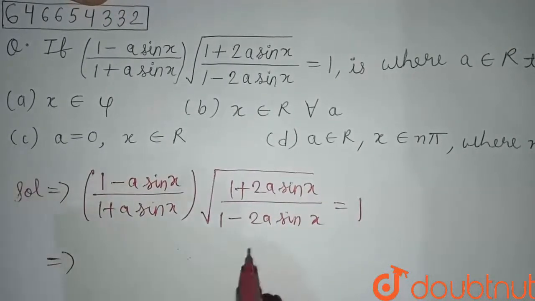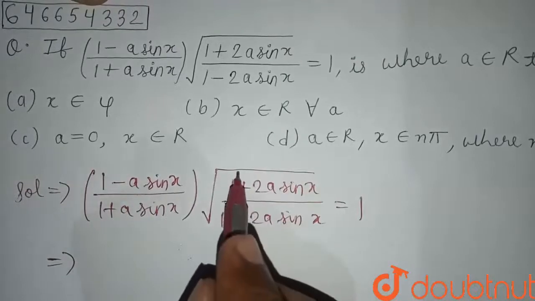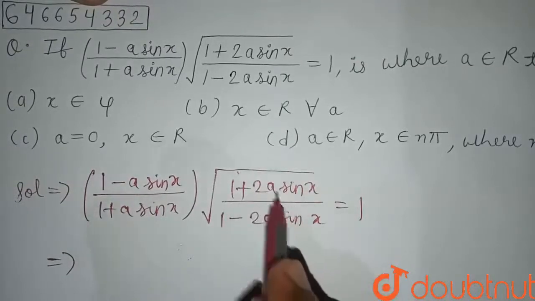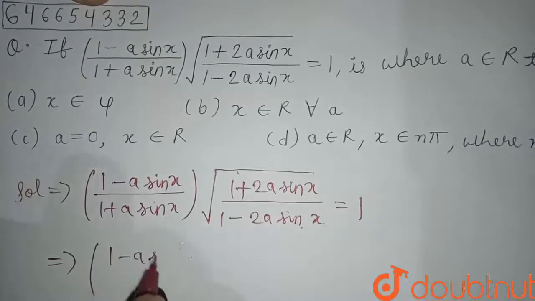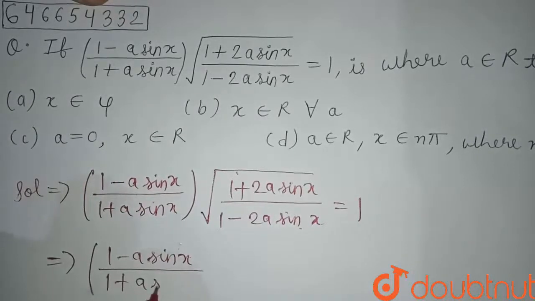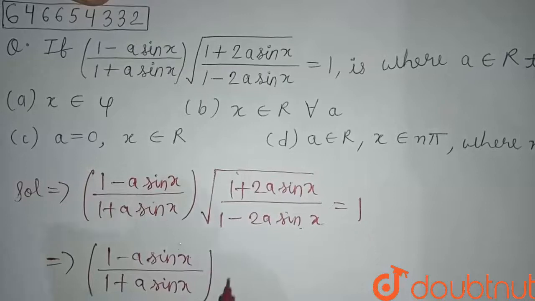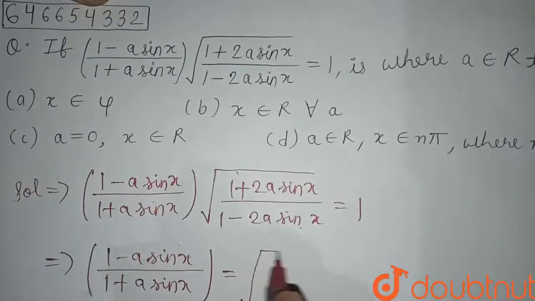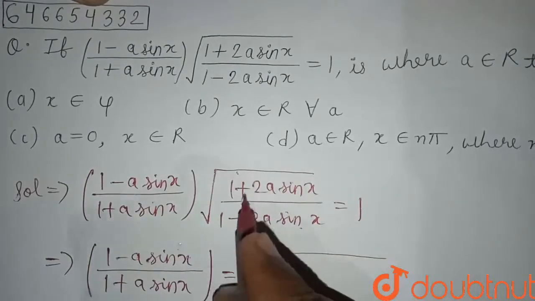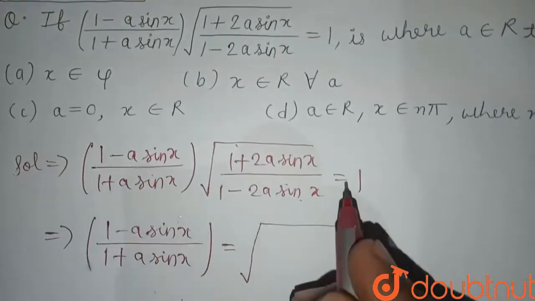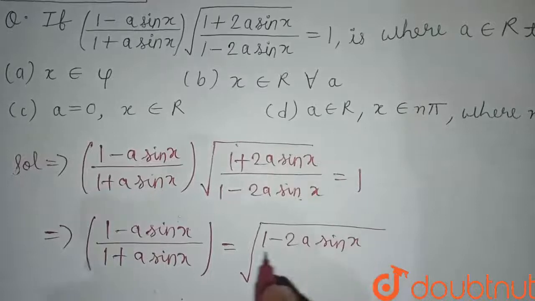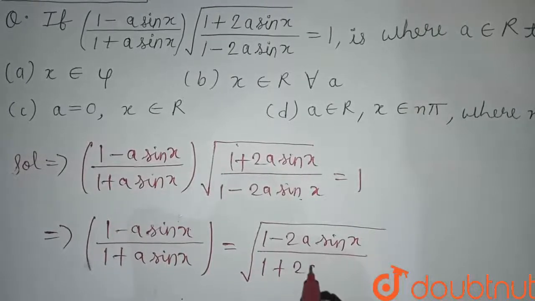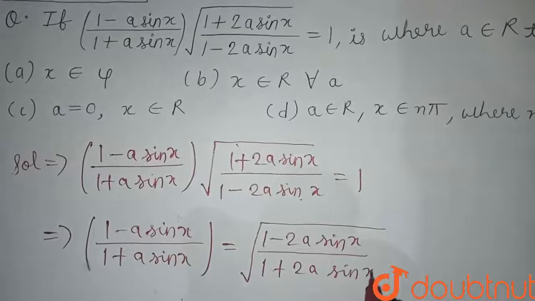When we transfer this term to the other side, it will be reversed. So 1 minus a sin x divided by 1 plus a sin x is equal to the square root of, and this term will be reversed as we transfer it, so 1 minus 2a sin x will be in the numerator and 1 plus 2a sin x will be in the denominator.